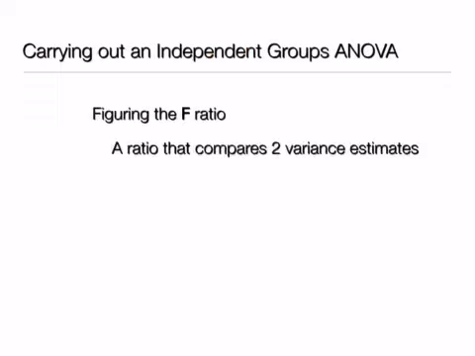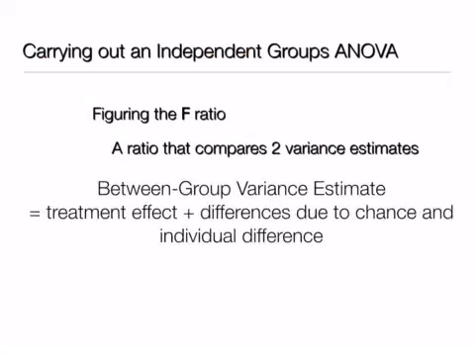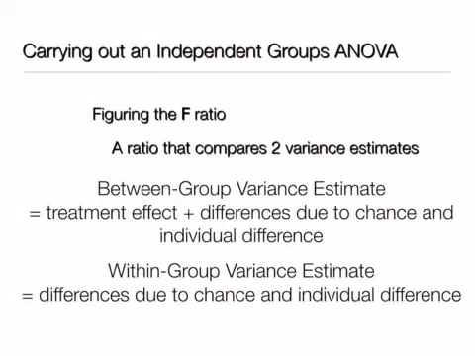Okay, so just a little bit of a recap. When carrying out an independent groups ANOVA, we're going to figure out this F ratio that has two different estimates of variance. It has our between group variance estimate, that is our treatment effect plus the differences due to chance and individual differences. And it has our within group variance estimate as well, which is our differences due to chance and individual differences. So this is what it looked like in our one-way ANOVA.